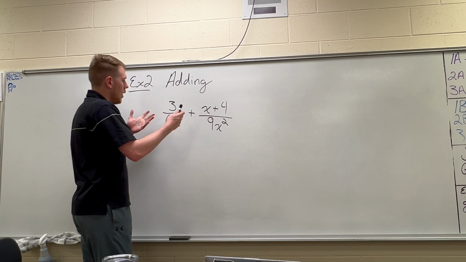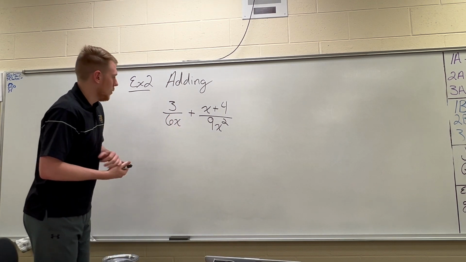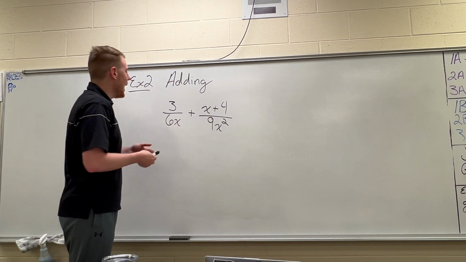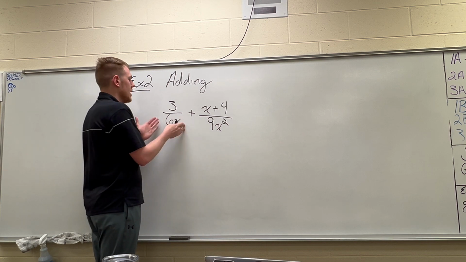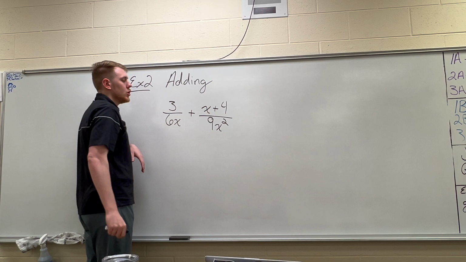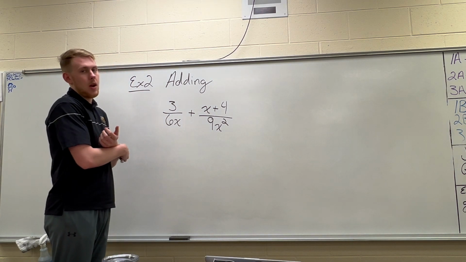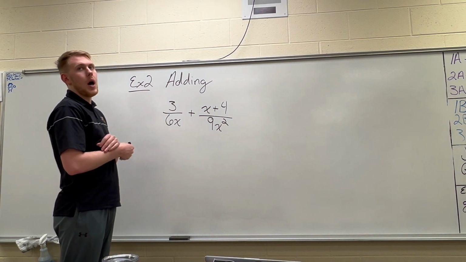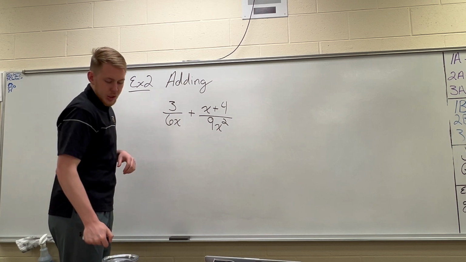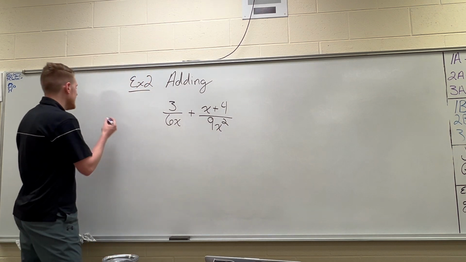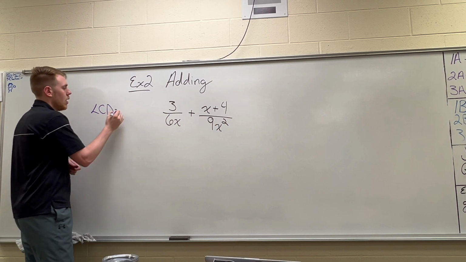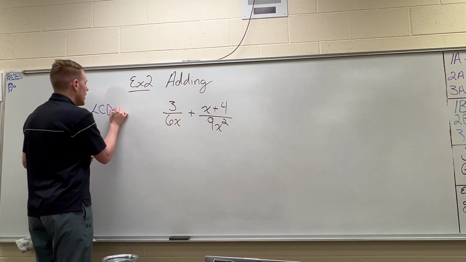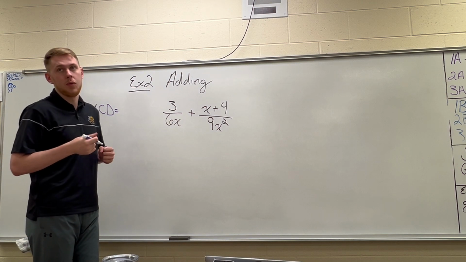So, this one, what I was saying is that I just don't multiply this, like they're one term. I can't just multiply this by whatever this doesn't have. So what you have to do is get your lowest common denominator. A question you can ask is, what is my LCD going to be? Basically, what is the lowest number 6 and 9 both go into?